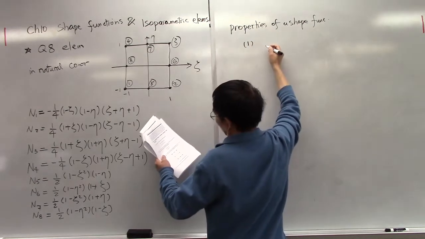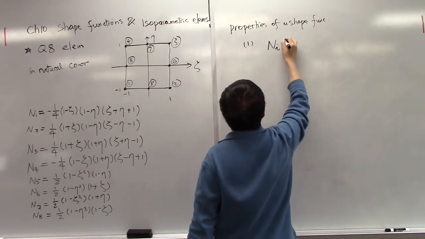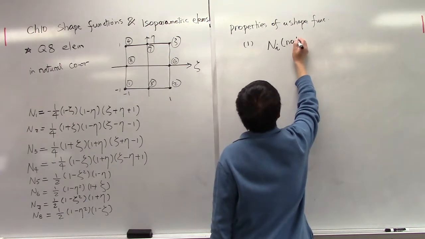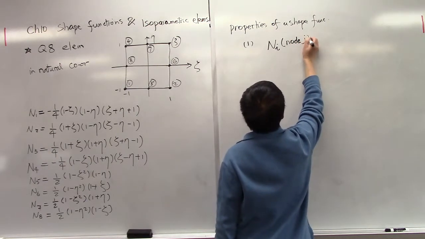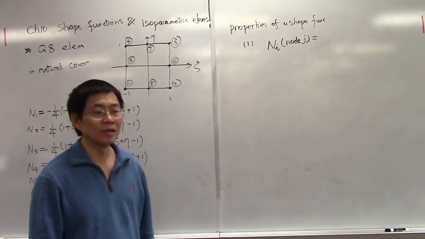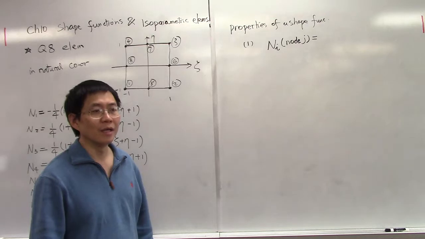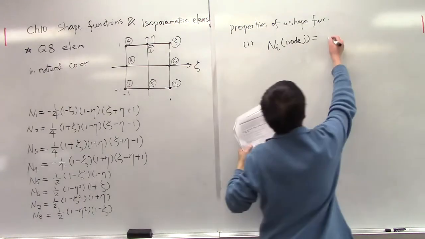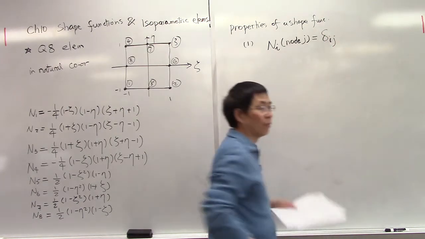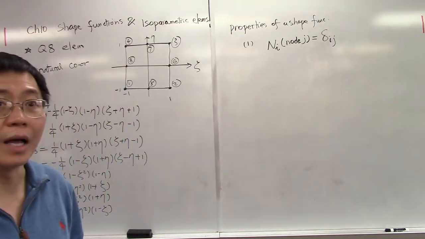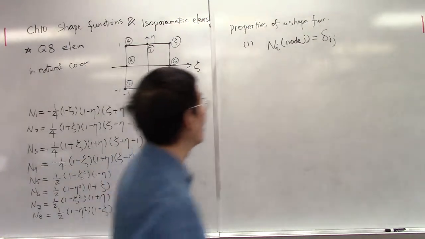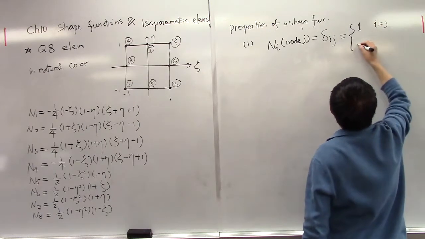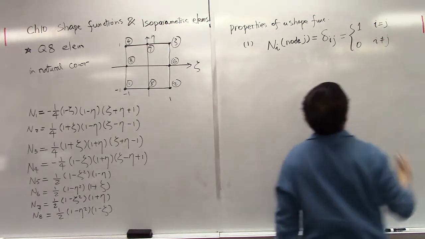First, for node I, if you plug in the coordinate of node J into the shape function, it should be either 0 or 1, depending on whether J coincides with I or not. And that property is called delta ij. When I is equal to j, delta ij is equal to 1. That's called the canonical delta. We can also write it as this, which is 1 if I is equal to j, and 0 if I is different from j, okay?